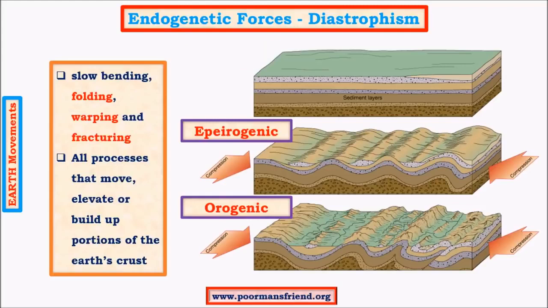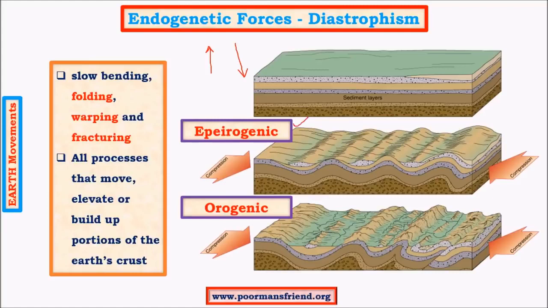And then diastrophism is all processes that move, elevate or build up portions of the earth's crust. So with folding there are also other processes like upliftment and subsidence. Usually upliftment leads to raising of a landform, whereas subsidence leads to fall in level of a landform. We'll see that in detail later. For now, in diastrophism there are two important subheadings. One is epeirogenic movements or continent forming movements, and the other one is orogenic movements or mountain building movements.